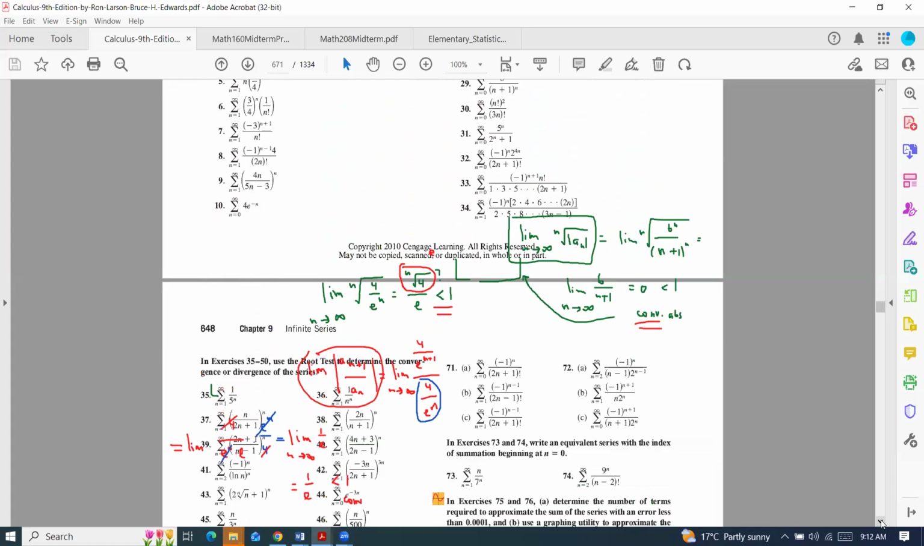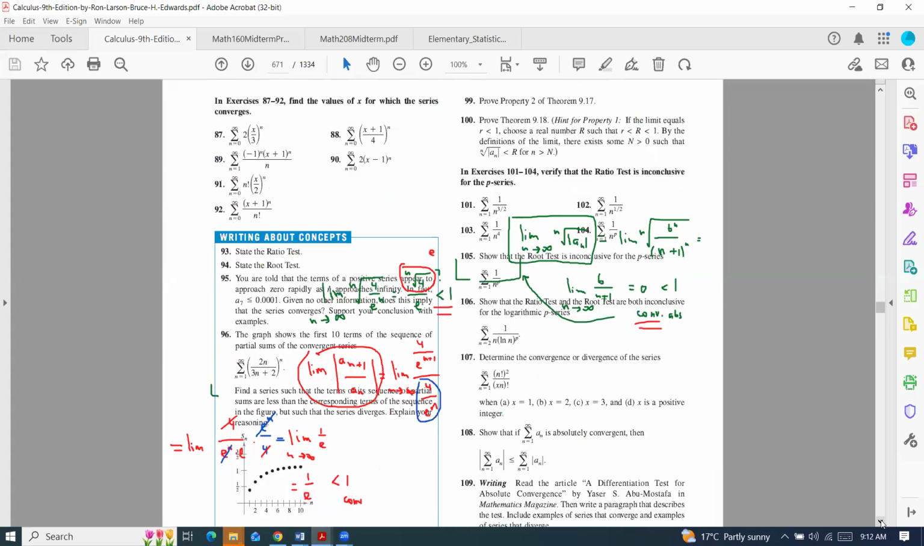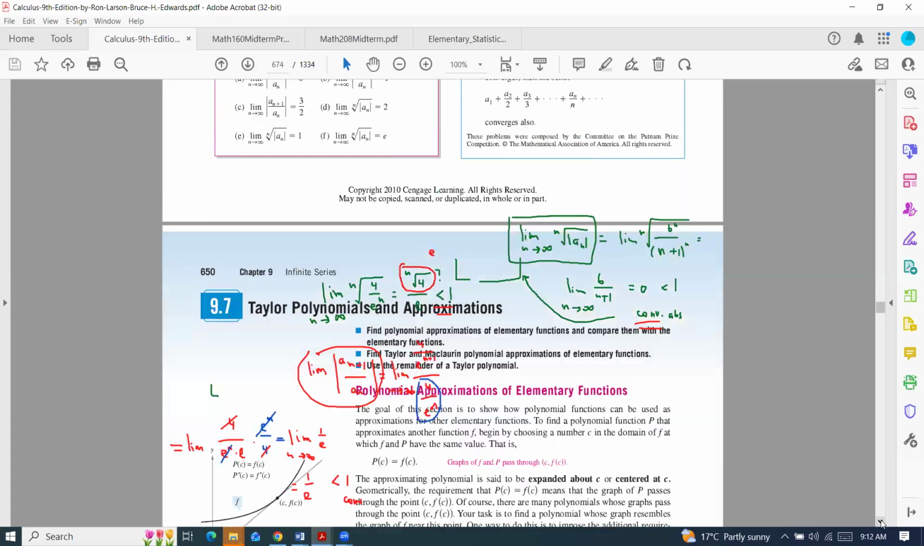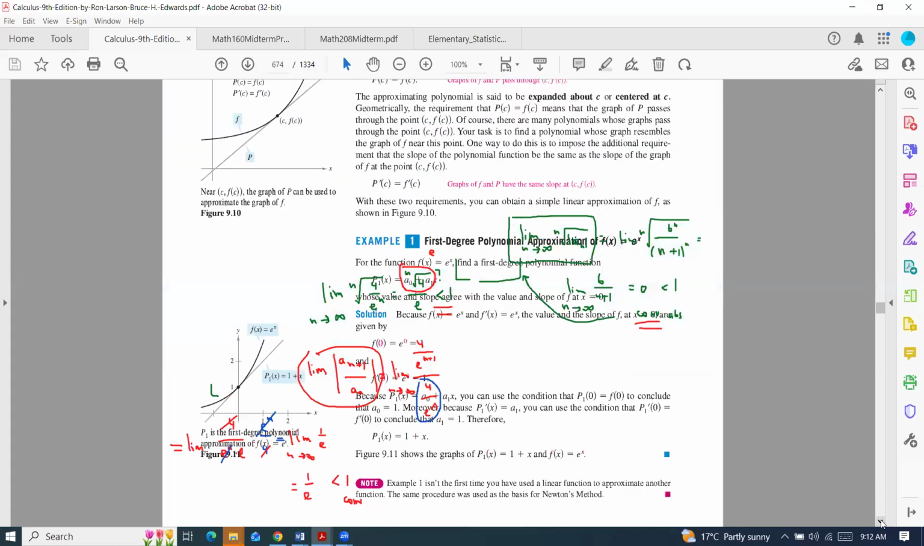And I will move on and briefly touch section 9.7, because a section after next, which is going to be like 9.9, will go in more details.